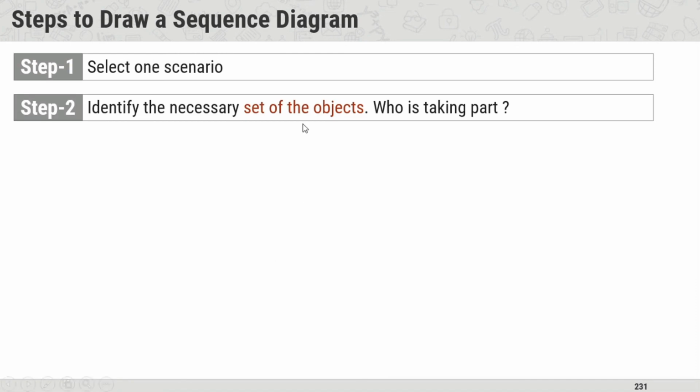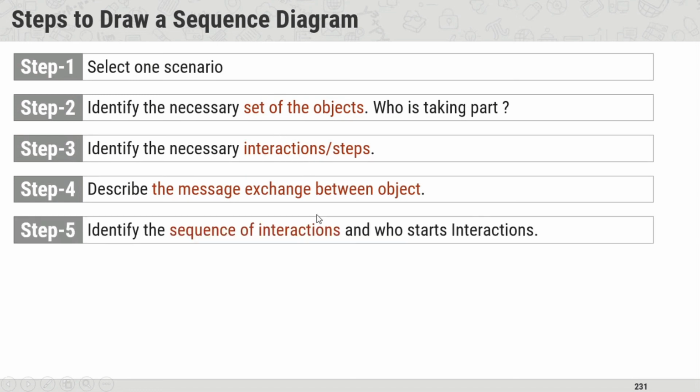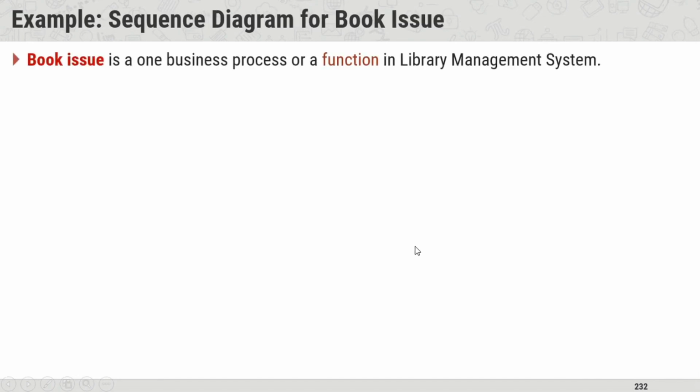The steps to draw a sequence diagram are: first, select one scenario; then identify the necessary set of objects taking part in that particular scenario; identify the necessary interactions and describe the message exchange between the objects; then identify the sequence of interaction and who starts the interaction.